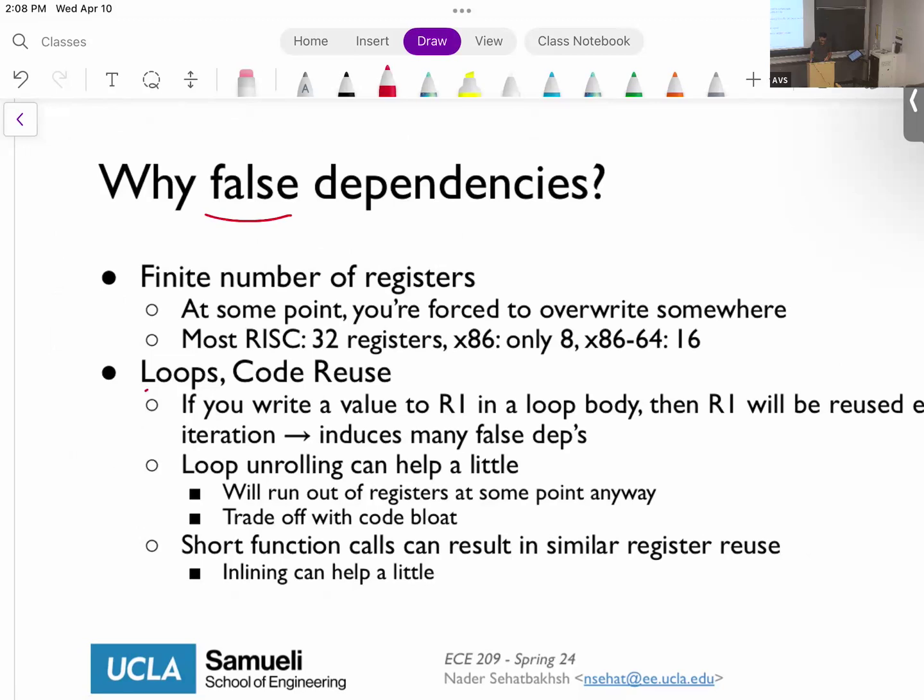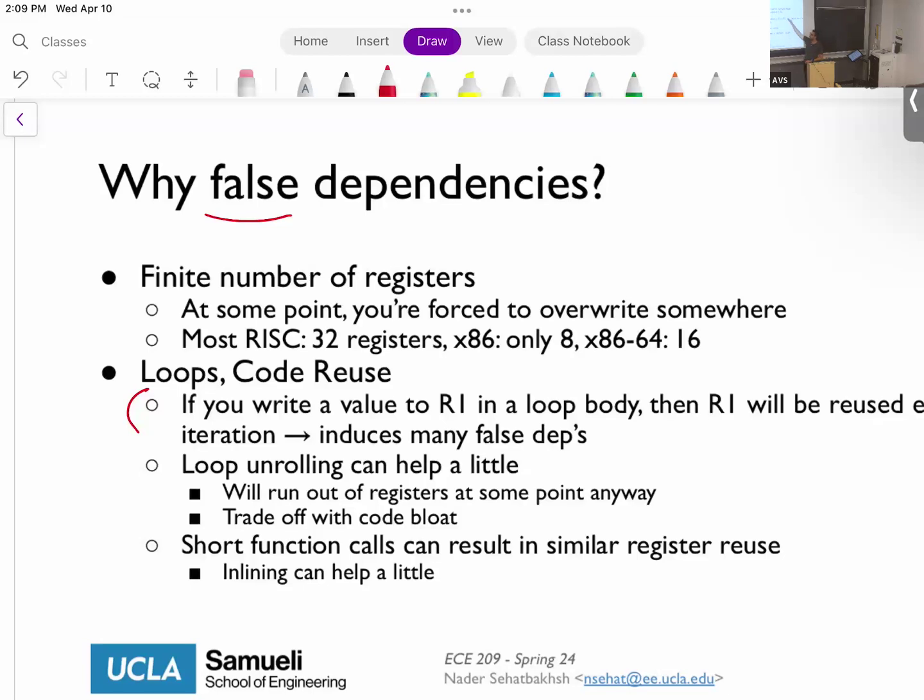If you have things like a loop body, or anything that keeps using something over and over, that creates lots of false dependence that you don't want. There are things you can do in order to reduce false dependence. For example, you can do loop unrolling, you can use function calls and all those things, but they can only help a little. They cannot really fundamentally fix this issue, okay?